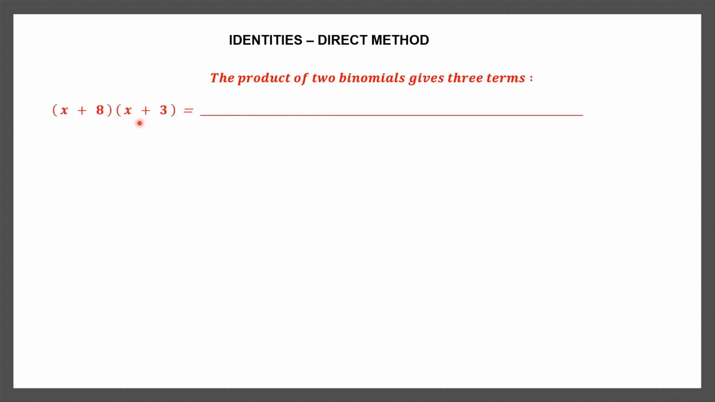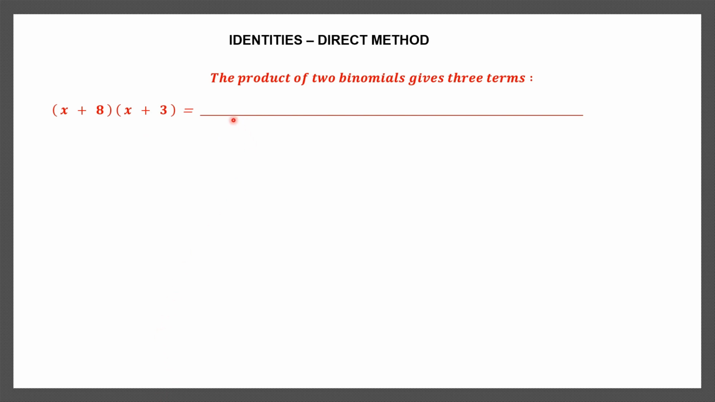Now here we have two binomials and we know how to multiply this. How do we normally multiply this? We take the first term here and we multiply it with the whole of the second binomial. Then we take the second term, plus 8, and multiply it by the whole of the second binomial. And then we keep multiplying this and get our product. Now instead of doing it this long way, there is another shorter method, a shortcut method, and that is known as the direct method. Now how do we do the direct method?